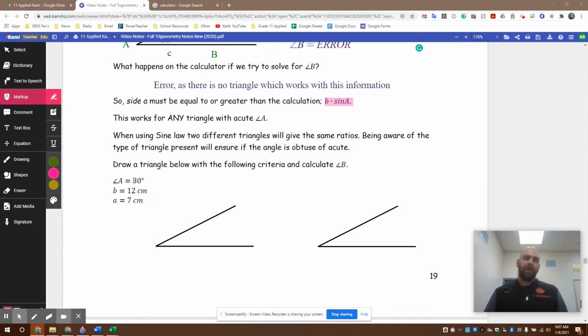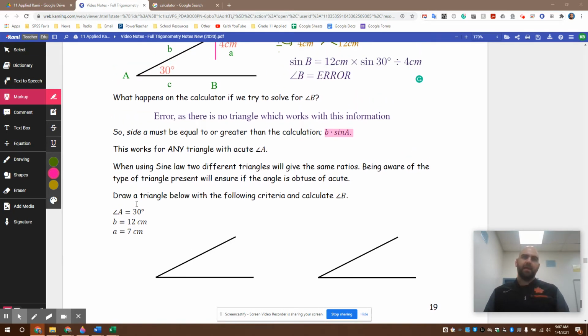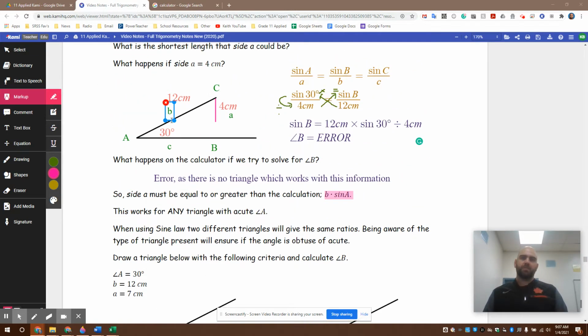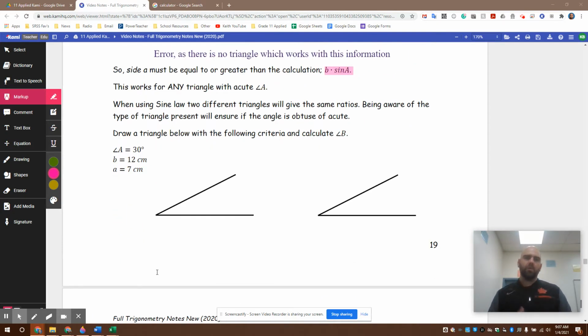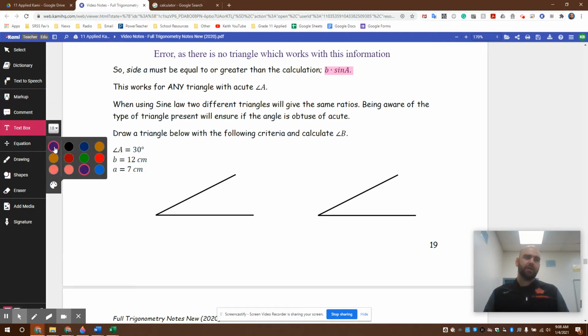So the first one, we have angle A is 30, side B is 12, and side A is 7. You'll notice that the angle A and the side B are the same as we had earlier. It's just that side A now is a number bigger than 6, so we know it actually works. Remember, if it's less than 6, it doesn't work, such as the 4. But if it's bigger than 6, this will in fact work, and we can use this. So let's label this triangle.